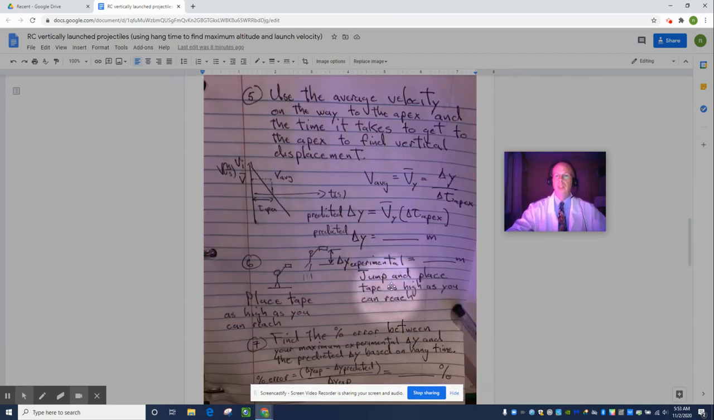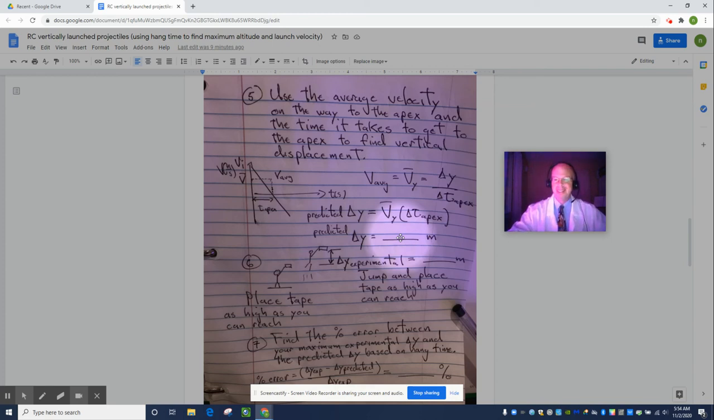Then we're going to use the other average velocity equation. Average velocity equals displacement over time, except now we're going to multiply both sides by t, and we're going to find the vertical displacement. So average velocity multiplied by apex time is your predicted vertical leap. All right, so what would that be? 2.5 meters per second multiplied by half a second. Half of 2.5 is 1.25, 1.25 meters.